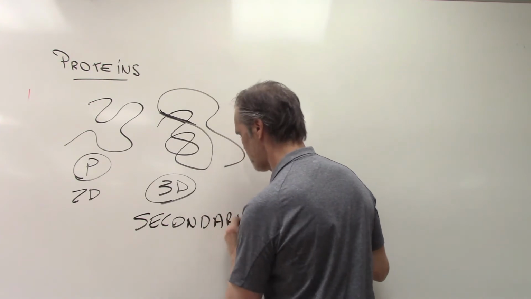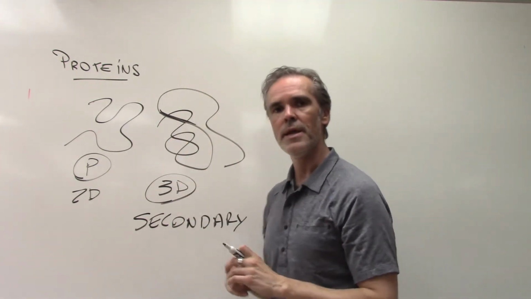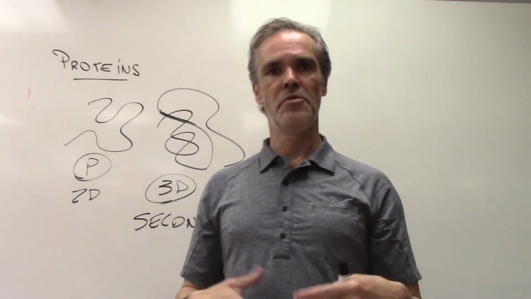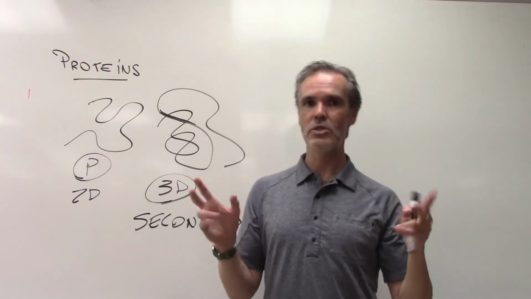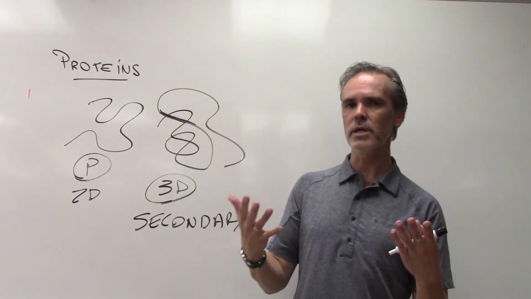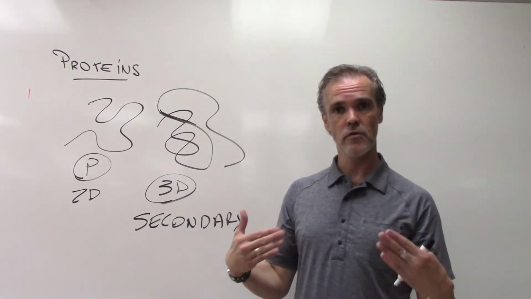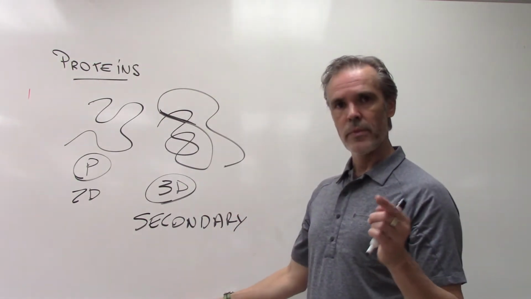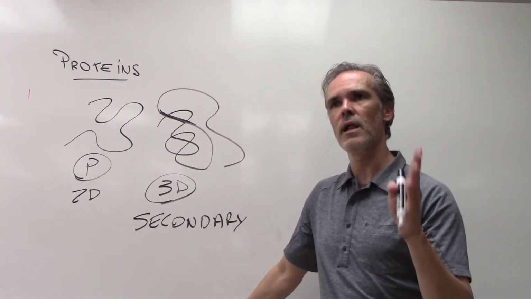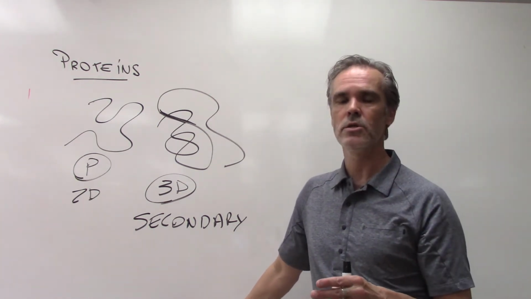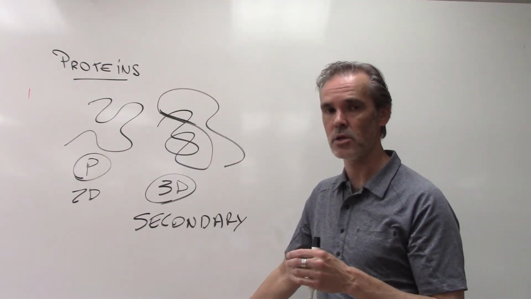Secondary is basically how the thread folds on itself. Now, you might think, well, this probably folds randomly, and you would be correct to say this, right? You wouldn't be totally correct, but there's an element of truth to that. However, what we know is that in nature, things are very seldomly random. There's not much randomness to organization.